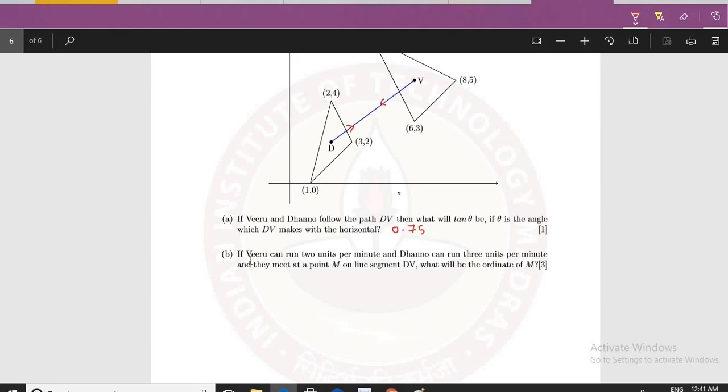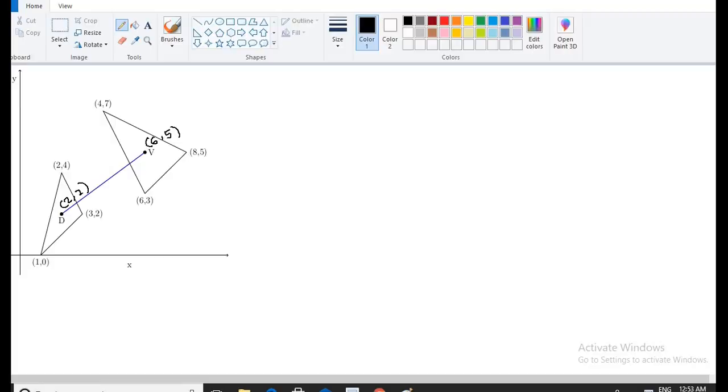The next question says: if Viru can run 2 units per minute and Dhannu can run 3 units per minute, and they meet at a point M on line segment DV, what will be the coordinate of M? So Dhannu is running towards V and V is running towards D. They are running across this line. We have to find the point where they are going to meet, which is considered as M here.